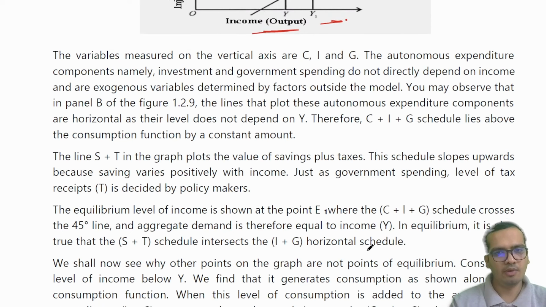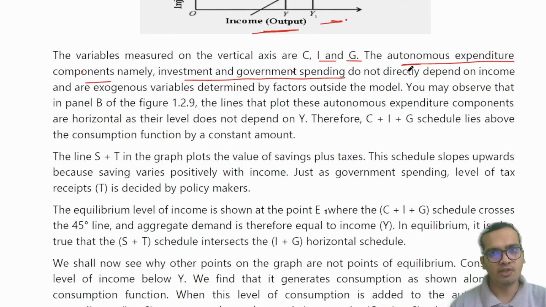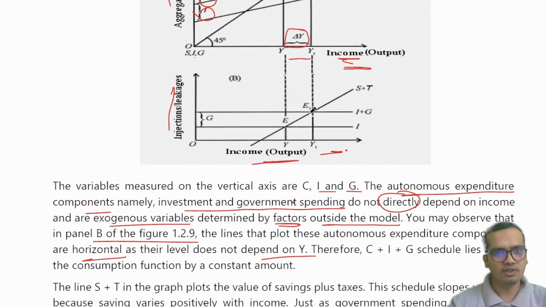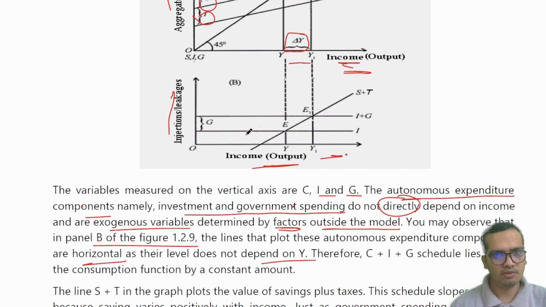Here is some brief about the above paragraph. The variables measured on the vertical axis are C, I and G. The autonomous expenditure components, namely investment and government spending, do not directly depend on income and are exogenous variables determined by factors which are outside the model. You may observe that in panel B of 1.2.9, the lines that plot these autonomous expenditure components are horizontal, as their level does not depend on Y. So you can see here, these lines are horizontal.